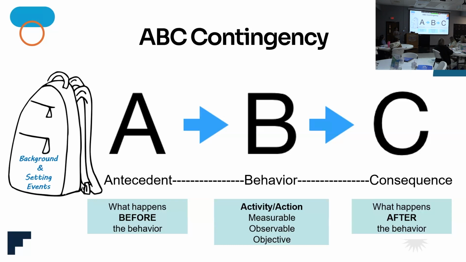And by long-term, I mean try that strategy for months and then come back and tell me it doesn't work, because it will take months to change that behavior. So we have to fall back on the ABC contingency.